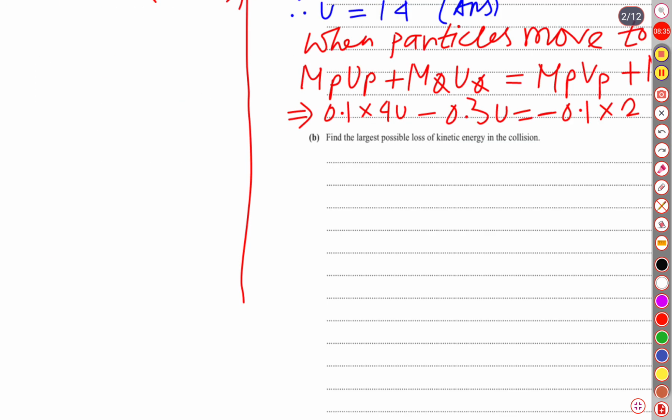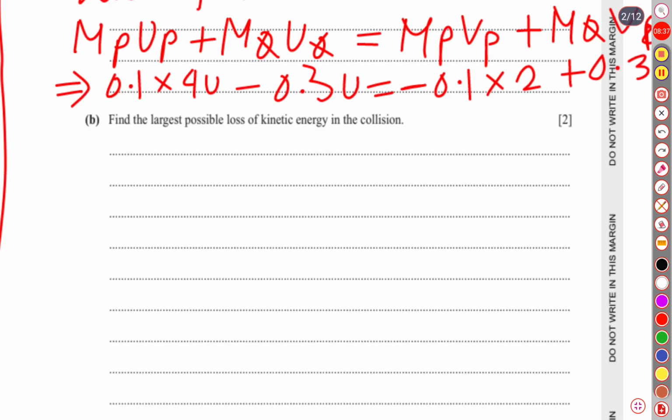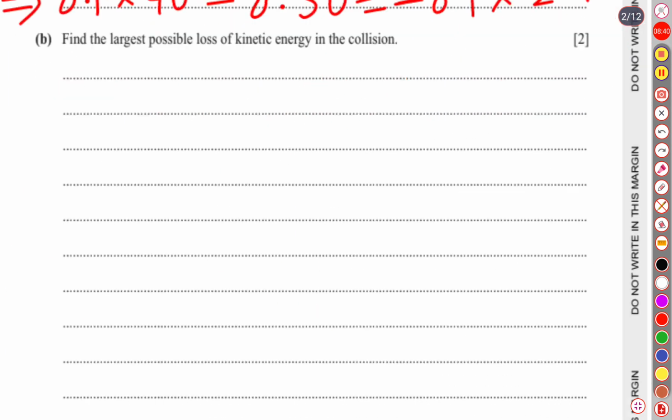The next question says, find the largest possible loss of kinetic energy in the collision. So here, loss of kinetic energy is actually the change in kinetic energy. Now, which one is the largest one?